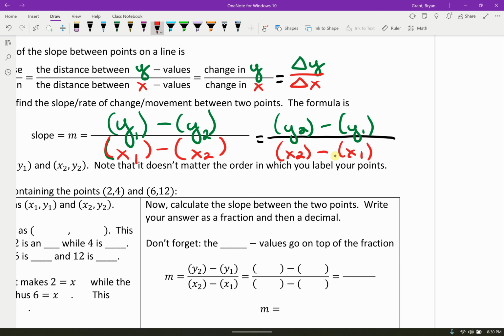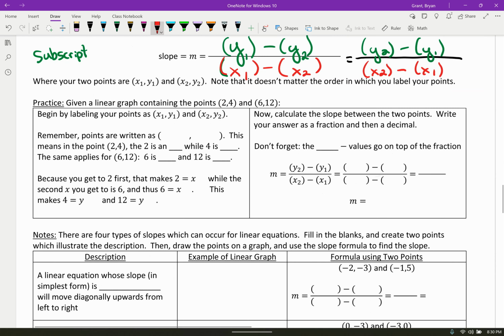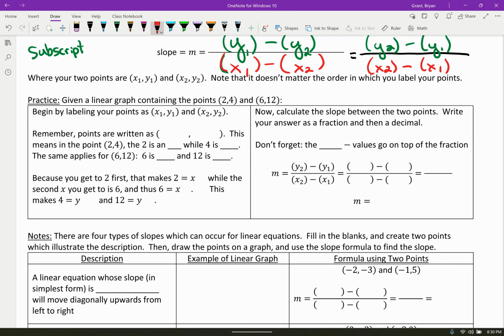With a reminder that these little numbers aren't any math. They're not exponents. They're not squares up here. They're just showing us that the x's are different. So let's go ahead and actually do an example with this. So given a linear graph that contains the points 2, 4, and 6, 12, we're going to calculate the slope between those 2 points. And all of this is really just going to take you through the process. When you actually practice down below, you'll do this much faster.